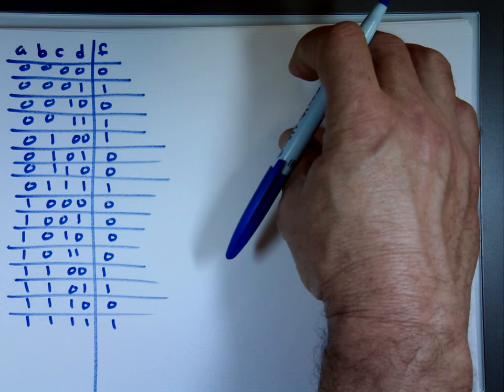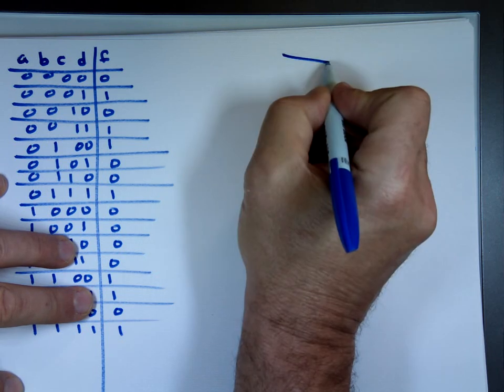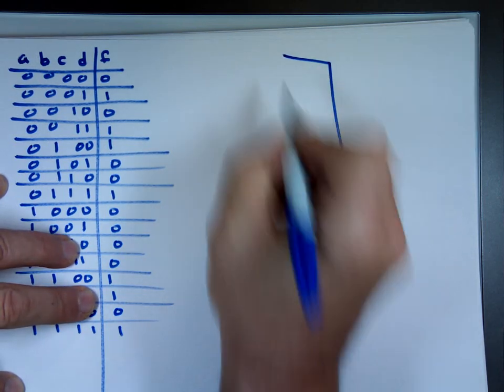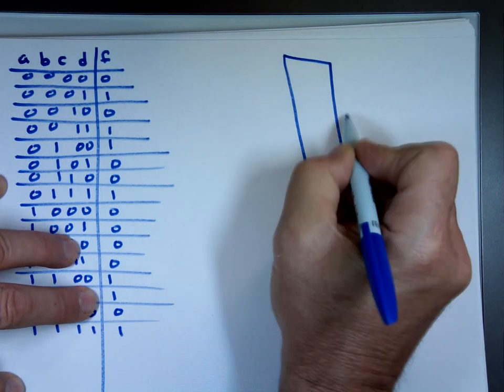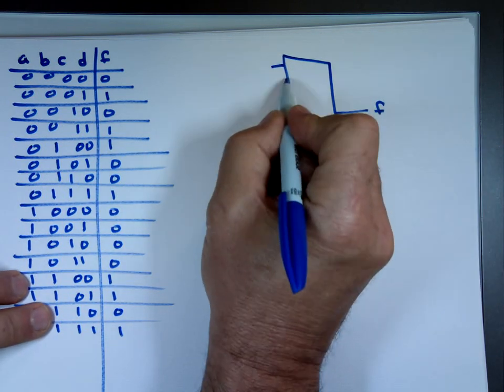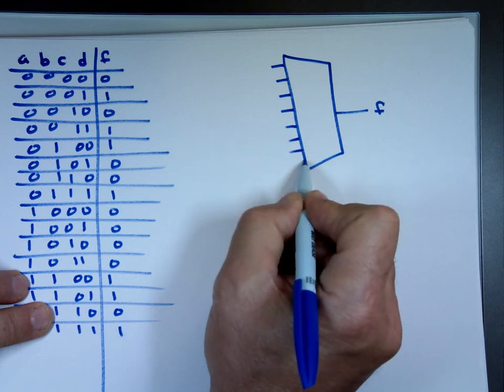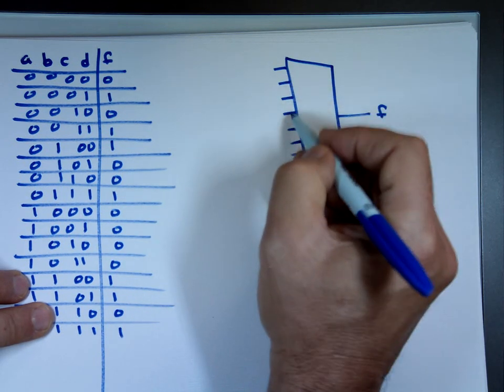I'm going to leave this space. I'm going to do the 8x1 here and the 4x1 under it. I think I can squeeze them in. 8x1: you have one output, and you have eight inputs, 0, 1, 2, 3, 4, 5, 6, 7.